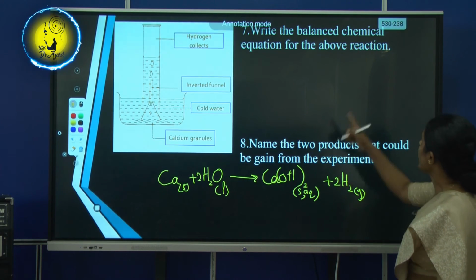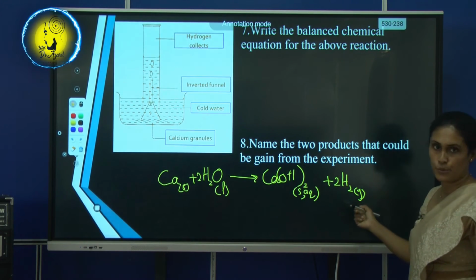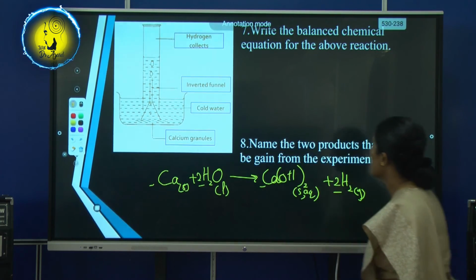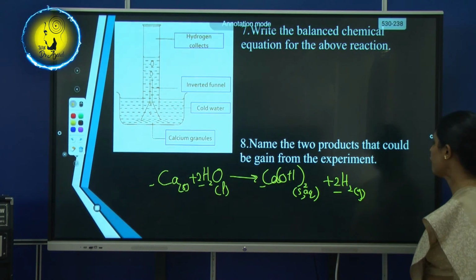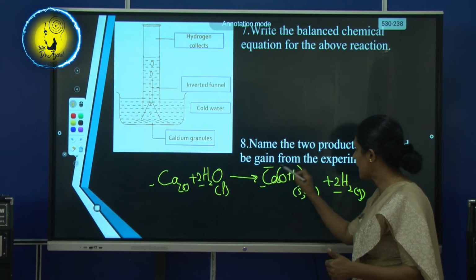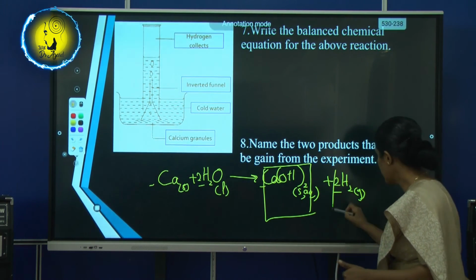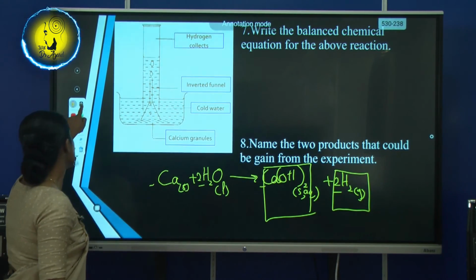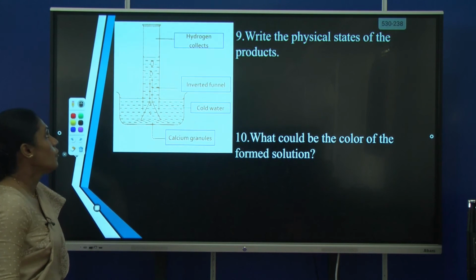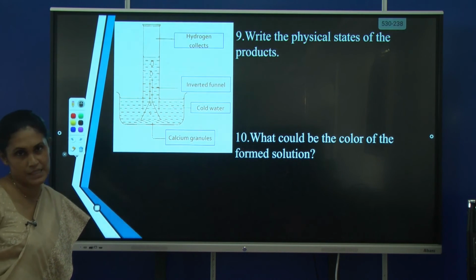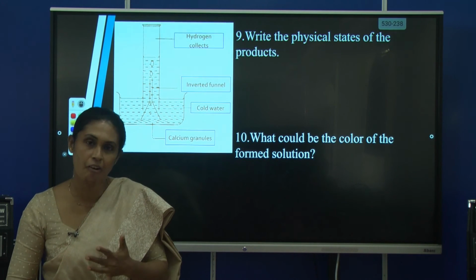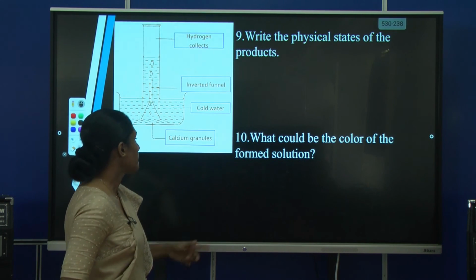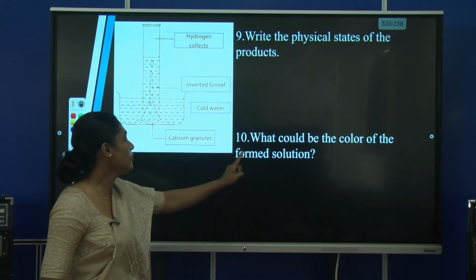Write the balanced chemical equation for the above reaction. Okay, done. Now we have balanced it. See, we have balanced here. Name the 2 products that could be gained from the experiment. So what are the 2 products? One is calcium hydroxide and the other one is hydrogen gas. Write the physical states of the products. We wrote it. Calcium hydroxide can be a solid or in aqueous form. Hydrogen, it's a gas.